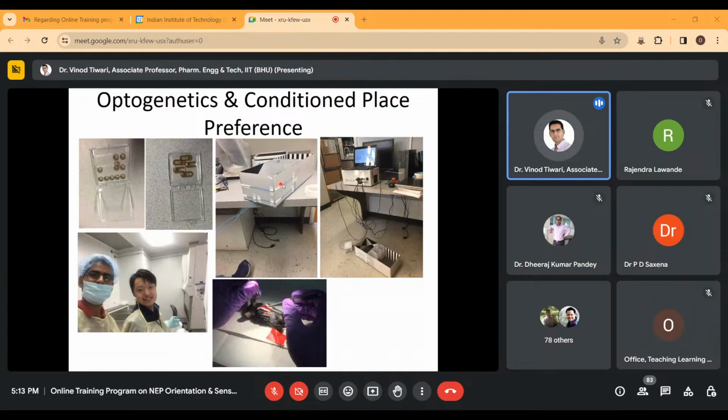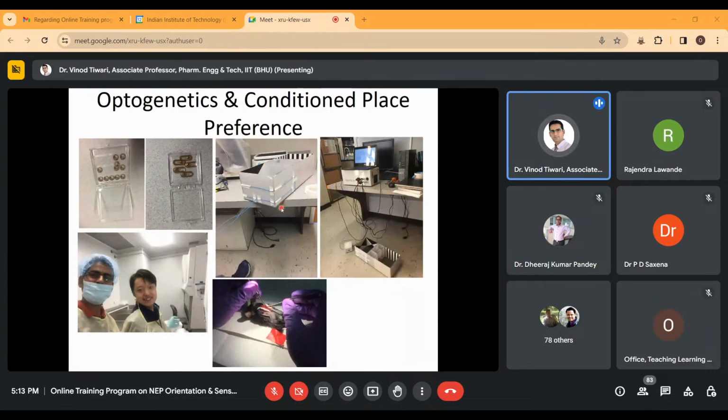So what do you see here? It is a conditioned place preference apparatus, which consists of two different chambers. One is having stripes, one is having triangles, and their bottom is also different. One is having a plain surface, another is having a grooved surface, so that animals can identify, okay, these two chambers are different from each other. One thing you can also note down: one of the chambers is wired, while the other chamber is not wired, right?